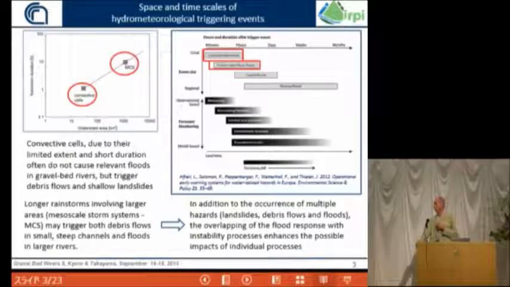Whereas longer rainstorms that involve a larger area and have a longer duration, typically mesoscale convective systems, MCS, in that figure you see the plot of watershed area versus rainstorm duration. Well, in that case, landslides, debris flows, and floods can all take place. The problem in that case is not only the co-occurrence of different processes, but also the interplay, the overlapping of the flood response with instability processes. And this emphasizes and enhances the possible impacts of individual processes.